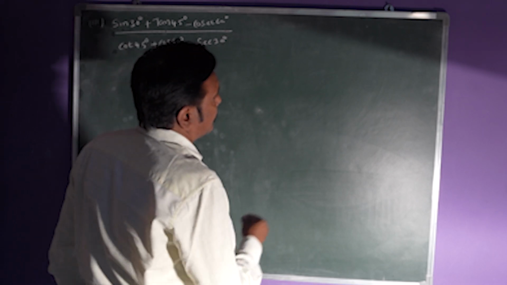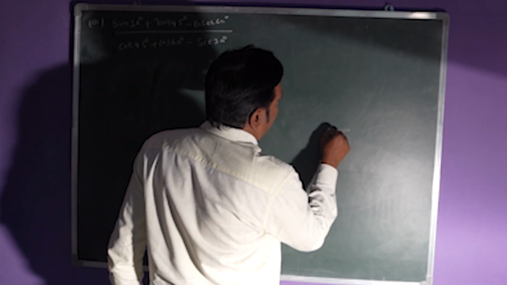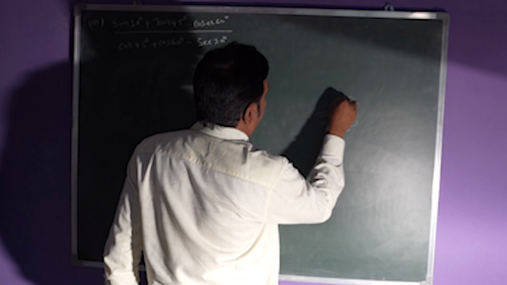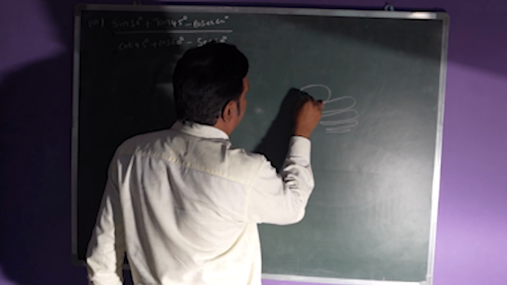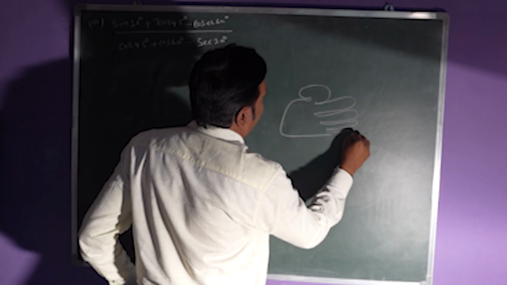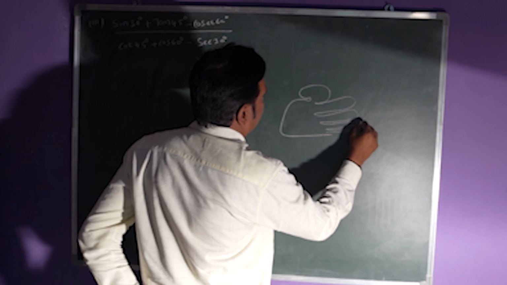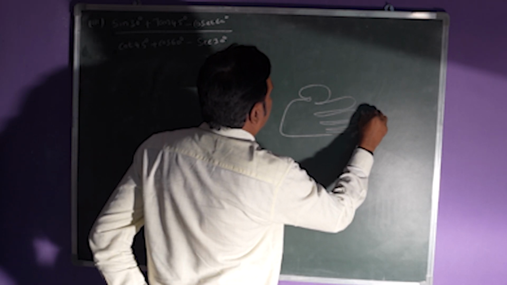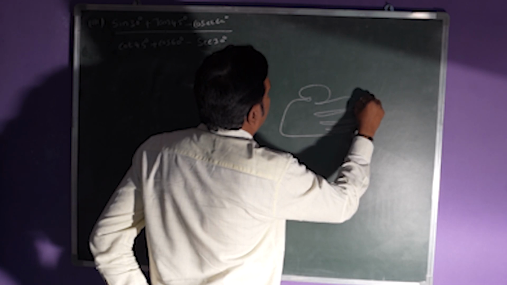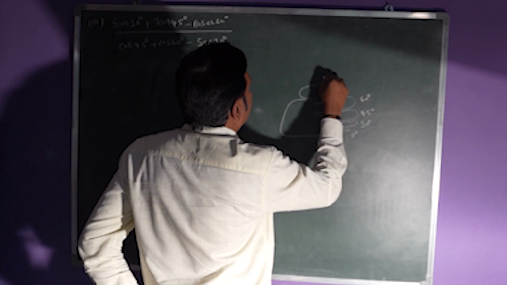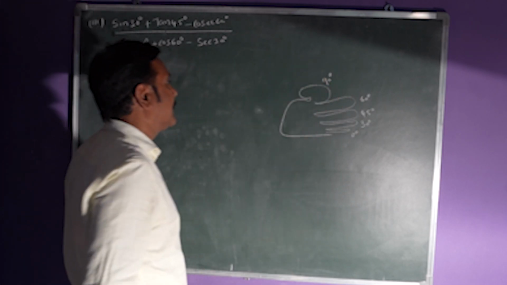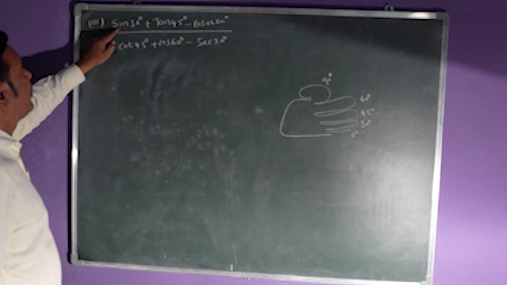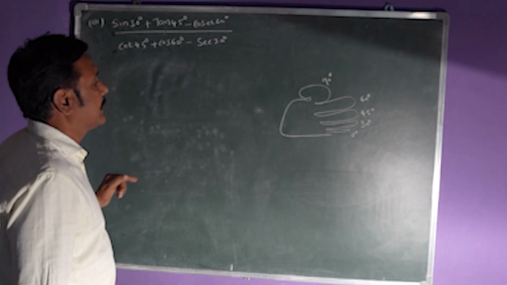How can I find them? I will explain that clearly using the fingers trick. This finger is 0 degrees, this finger is 30 degrees, the third finger is 45 degrees, the fourth finger is 60 degrees, and the fifth finger, the thumb, is 90 degrees. First, I will find the value of sine 30 degrees.